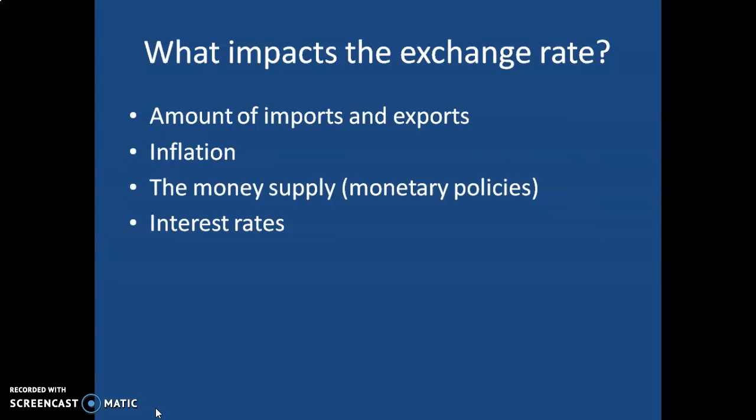Interest rates. This one might be a little bit of a surprise. The higher the interest rate, the greater the value of your currency. The lower the interest rate, that will have a depreciating effect on your currency.